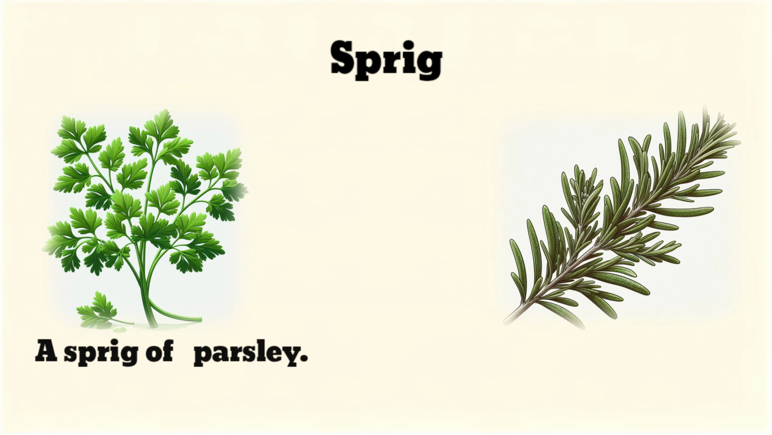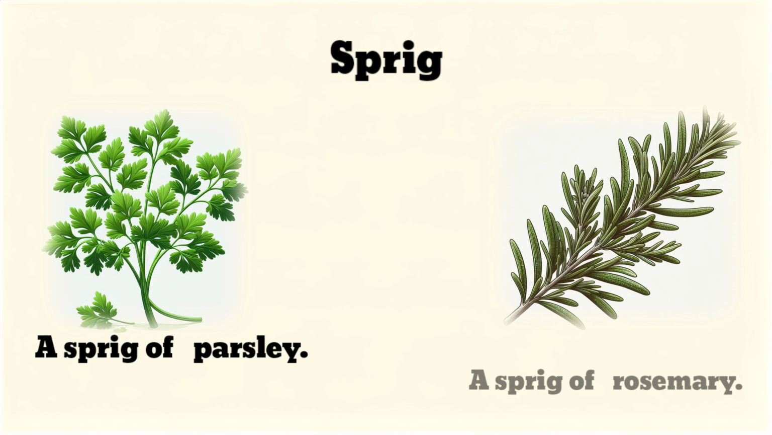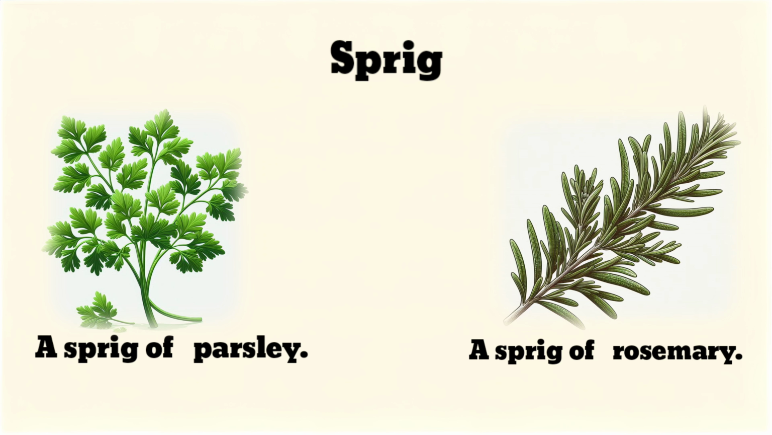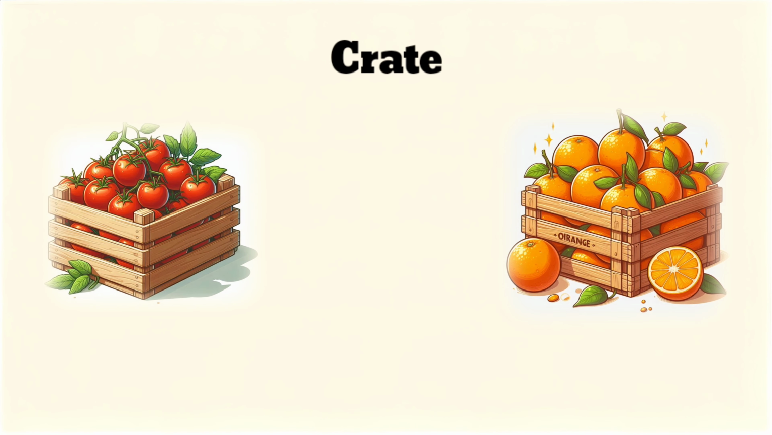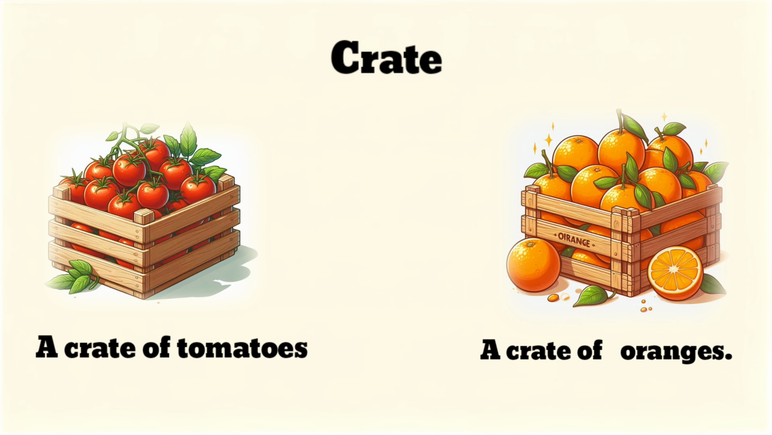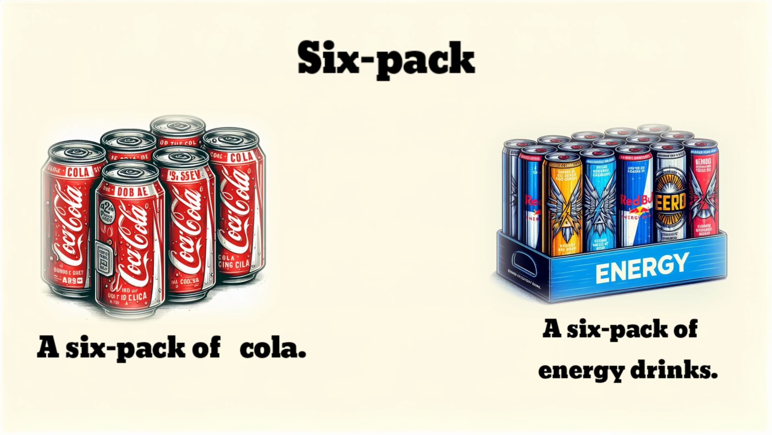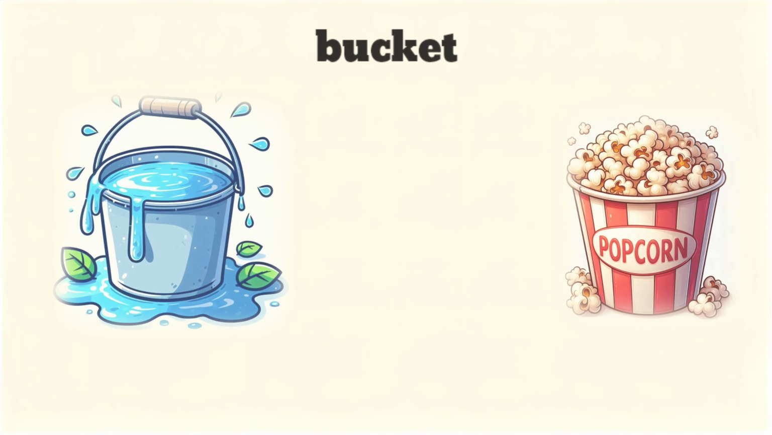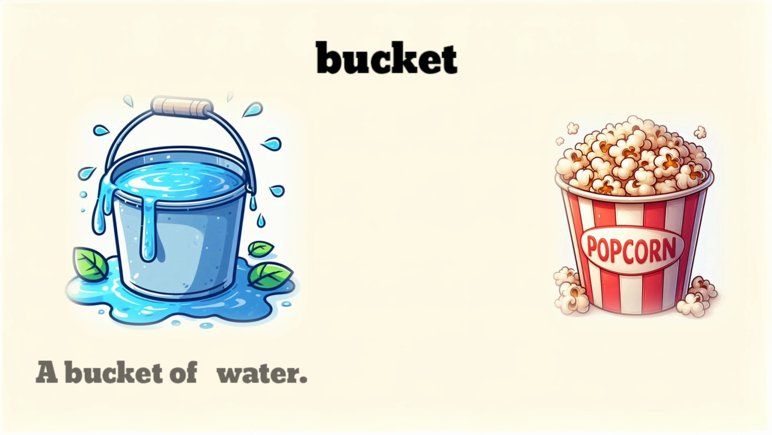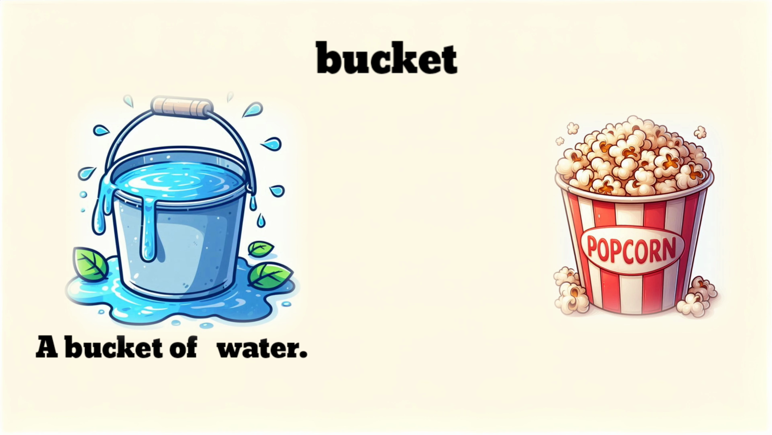Sprig. A sprig of parsley. A sprig of rosemary. Crate. A crate of tomatoes. A crate of oranges. Six-pack. A six-pack of cola. A six-pack of energy drinks. Bucket. A bucket of water. A bucket of popcorn.